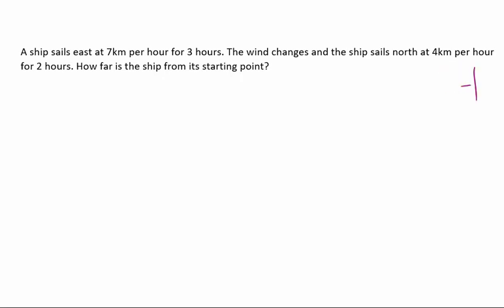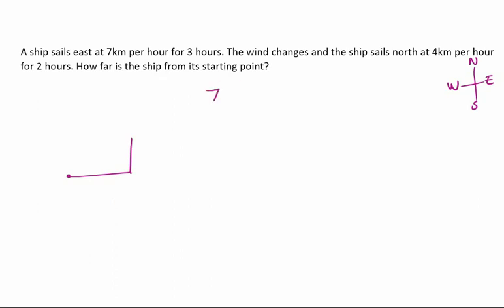Let's start with some compass directions: north, east, south, and west, and a little sketch of our ship's path. This is the starting point for the ship. It sails to the east or to the right, and then it changes direction and sails north. It's a little bit wonky. We'll try that again. There we go. And sails north.